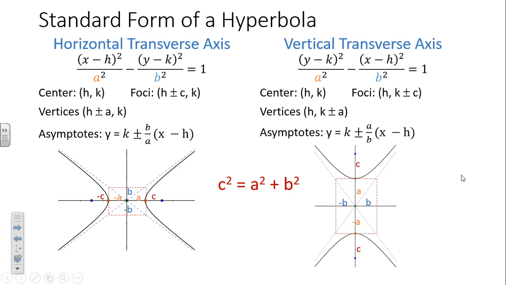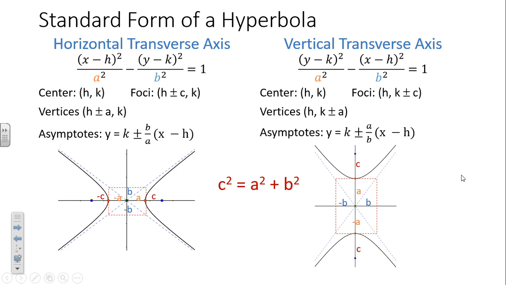Also, what do you notice about c squared? a squared plus b squared this time, right? What was it with ellipses? Minus. So when we have a minus in the middle, we're going to add. And when we have a plus in the middle, we'll be subtracting. Make sense? Because in order to keep the foci inside of an ellipse, we had to subtract or they would have been too big. And in order to make the foci be outside of the hyperbolas, we have to add to make them pop out. Does that make sense?